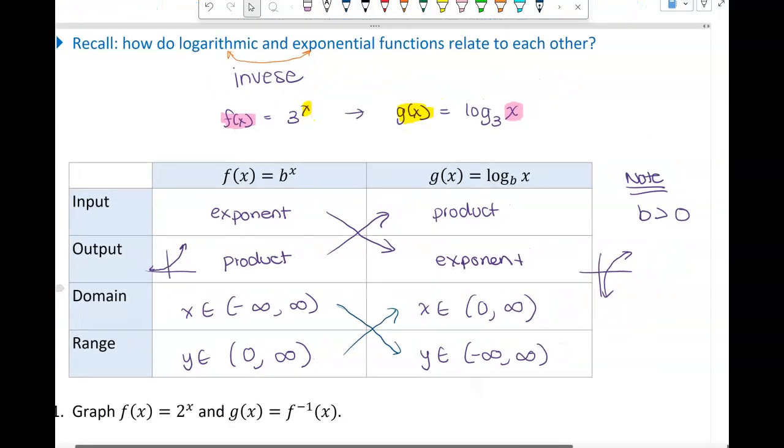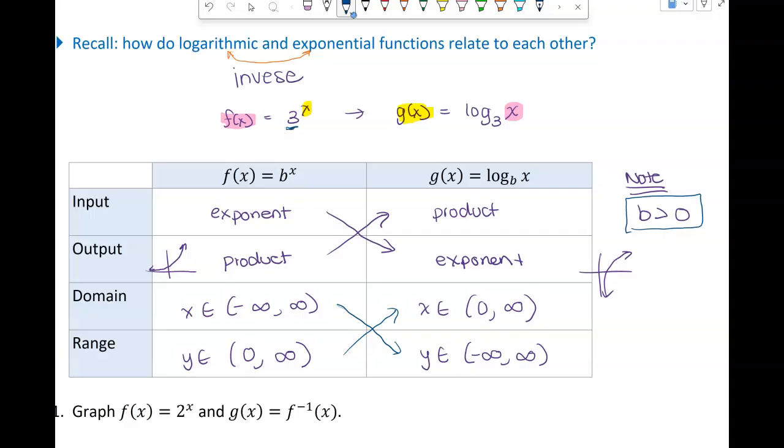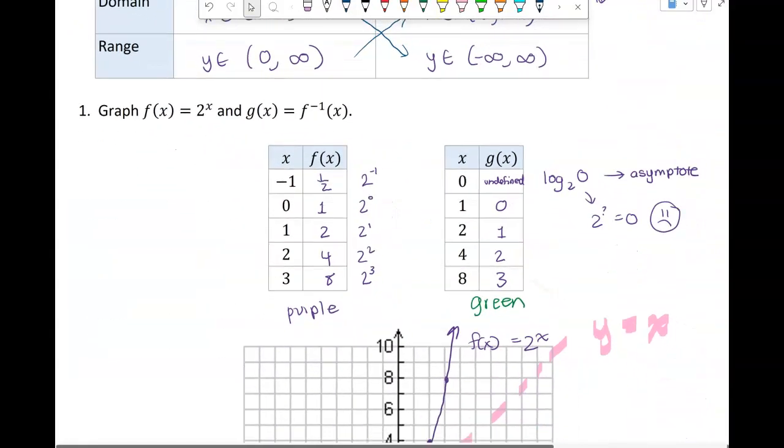A reminder that we're only ever considering exponential functions where the base is greater than 0. So this value here has to be greater than 0, so it can't be negative or 0. And the same goes for our logarithmic function down here. Okay? So let's look at an example.